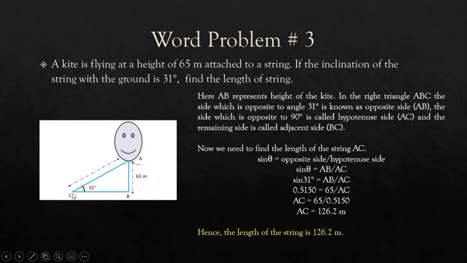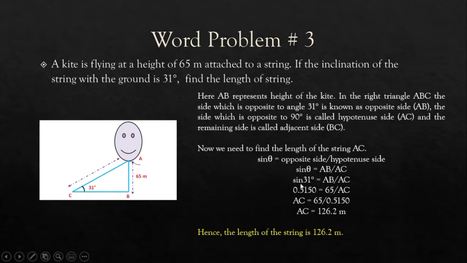Now, we need to find the length of the string AC, which is the hypotenuse side. So for this word problem, we will be using sine. Sine is equal to the opposite side divided by the hypotenuse side. So the second thing that we need to do is put sine and the given angle in our situation, which is 31 degrees. So sine 31 degrees equals AB divided by AC.